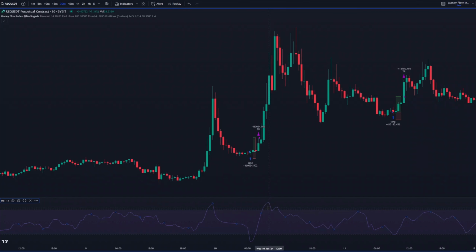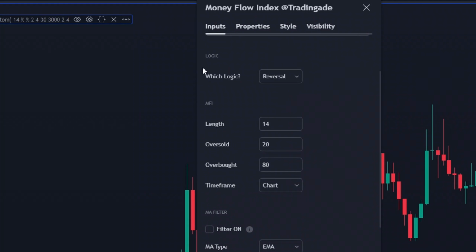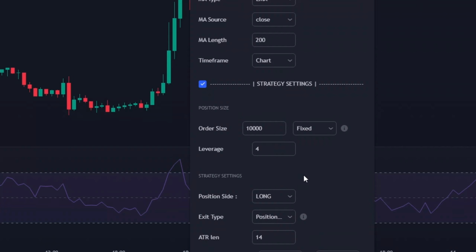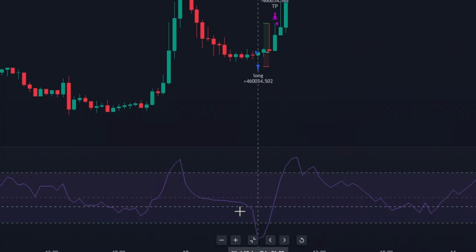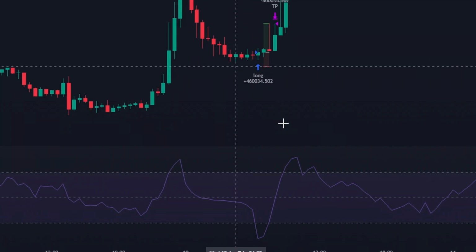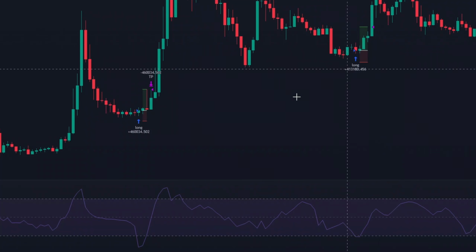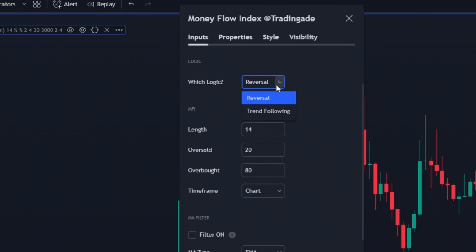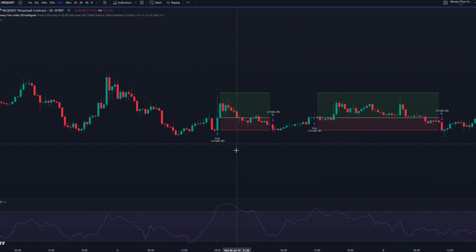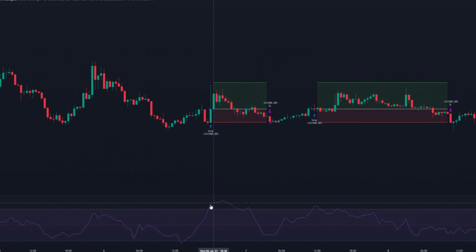But let's see some examples on a chart. Opening our indicator settings, you can see that we have these logic settings, and you can select from reversal or trend following. Now we have selected reversal and we are going only long. In fact, as you can see here, we have crossed the oversold area, and a long position is opened. And here the same, oversold area, and a long position is opened. Whereas if I change the logic from reversal to trend following, the indicator generates a long entry signal when the MFI goes in overbought area.